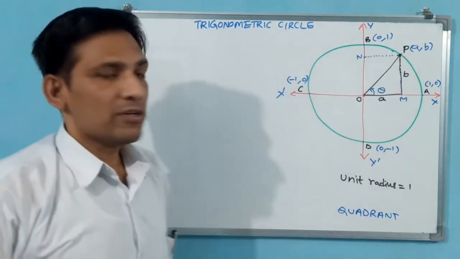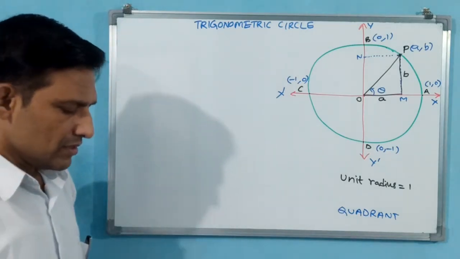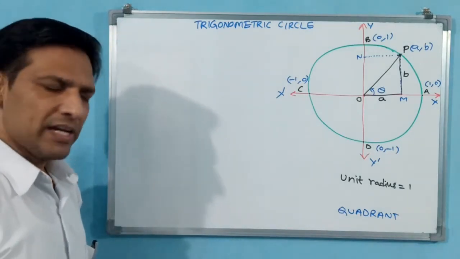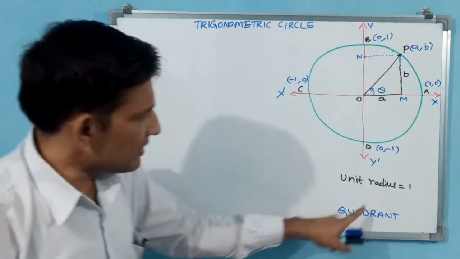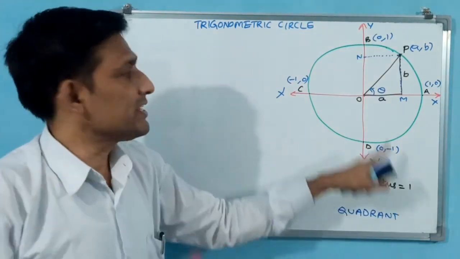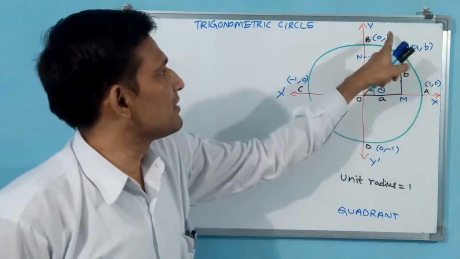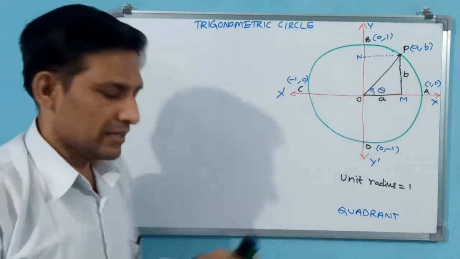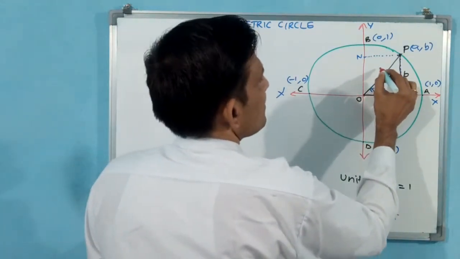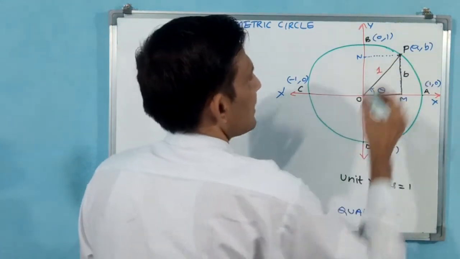What is OP? You tell me. OP is the hypotenuse, okay, we know. But what is the value of OP? OP is 1. Why? Because it is a unit radius, 1 radius. Here we have written 1 and minus 1, which means this OP is plus 1. I am taking this as 1.